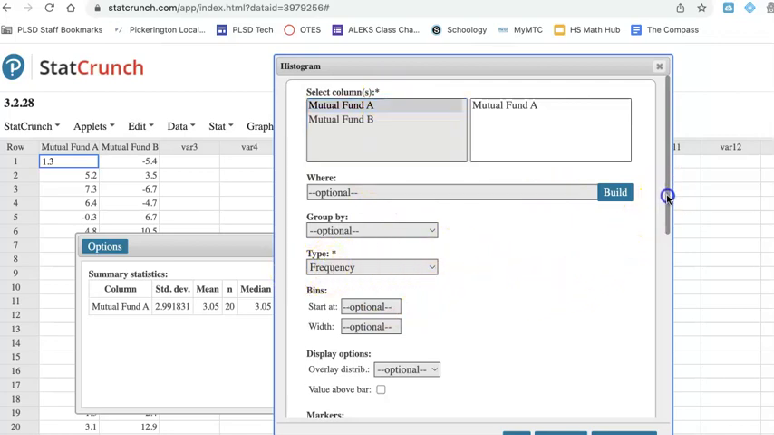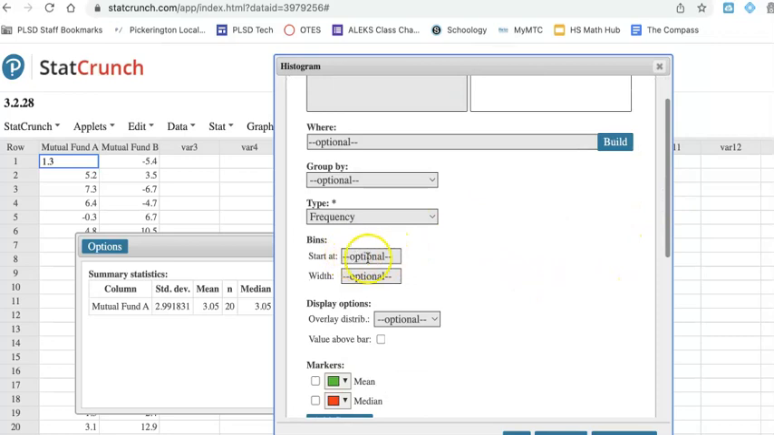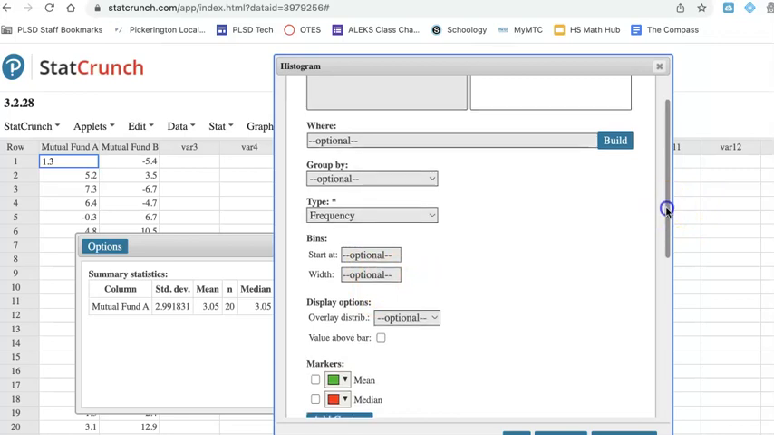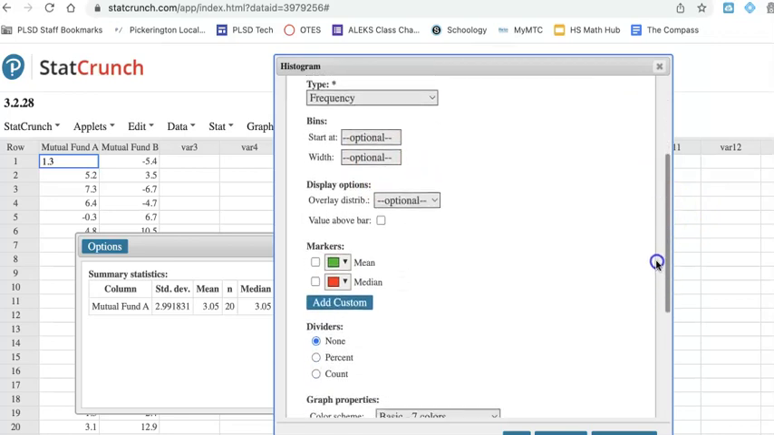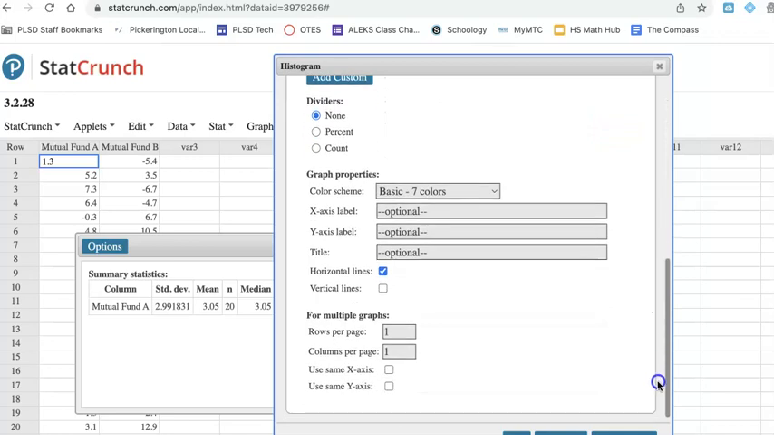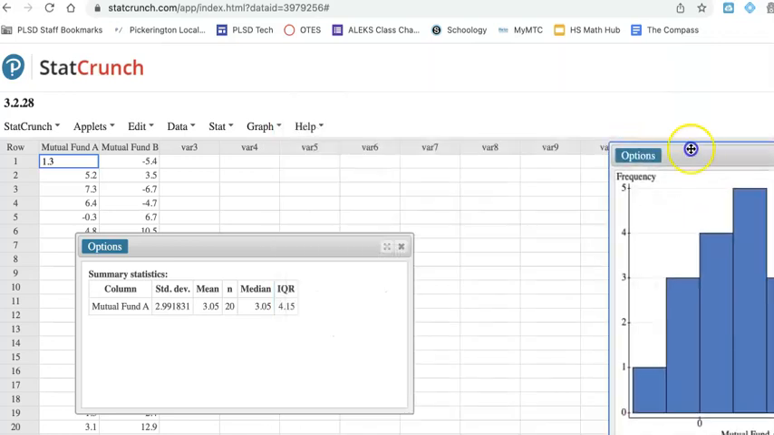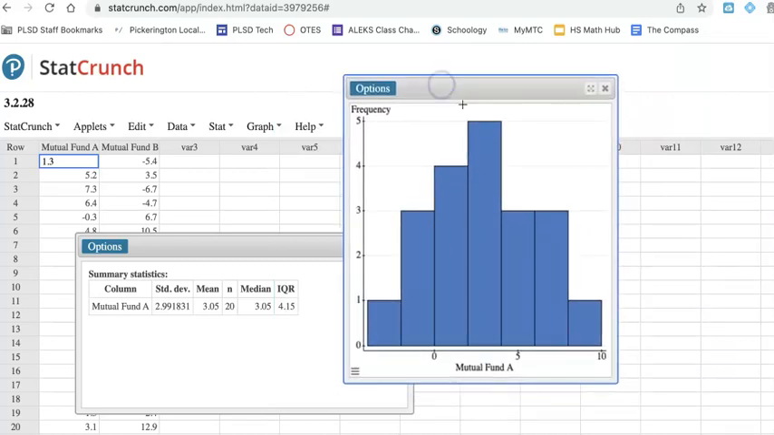I'm going to let it bin itself for right now so that I don't have to look at the data if I don't have to. But if they look weird, then I might change it. So go to compute, and here I can see a histogram.